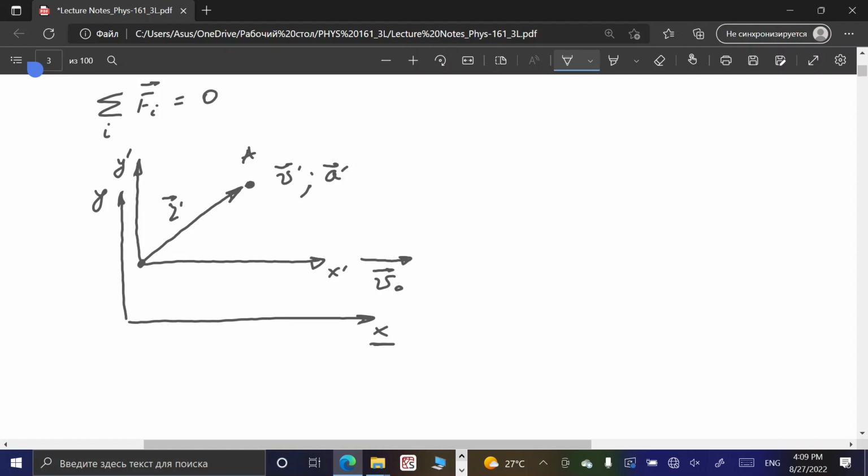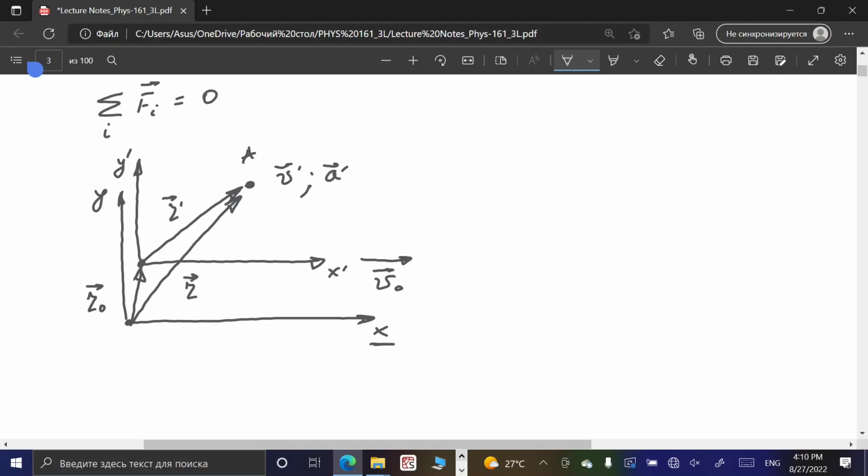From the other side, we can also define the position of the origin of this mobile system of coordinates with respect to the immobile one. So this will be position vector r naught. Maybe let us write it from the other side, r naught vector. So now we define the position of the mobile system of reference with respect to the immobile. And obviously we can define also the position of this point A with respect to the immobile system of reference. So that will be position vector R.